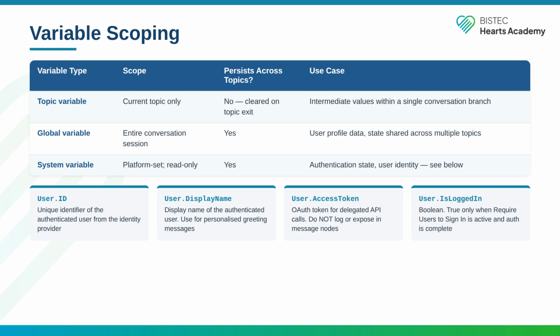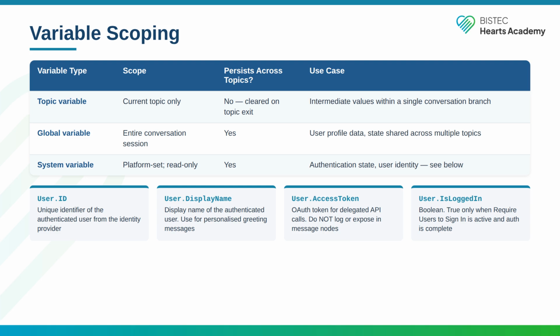Topic variables exist only for the duration of the current topic. When the topic exits, whether by completing normally, by a go-to-topic action, or because the user triggered a different topic, topic variables are cleared. Use topic variables for intermediate values within a single conversation branch. The user's selection from a presented list, a calculated value used and discarded within one flow of the conversation.